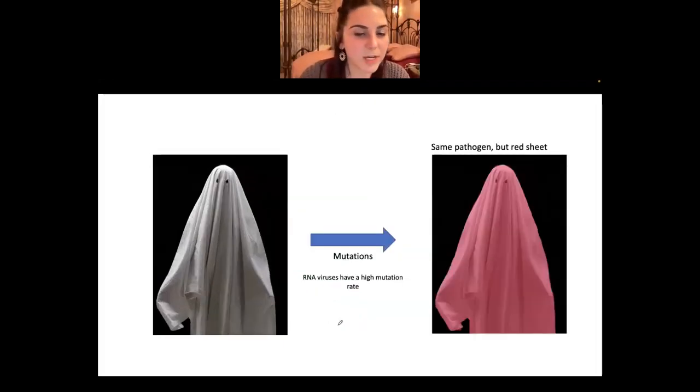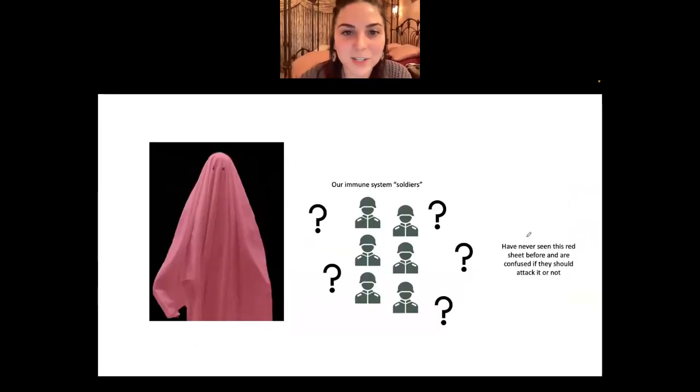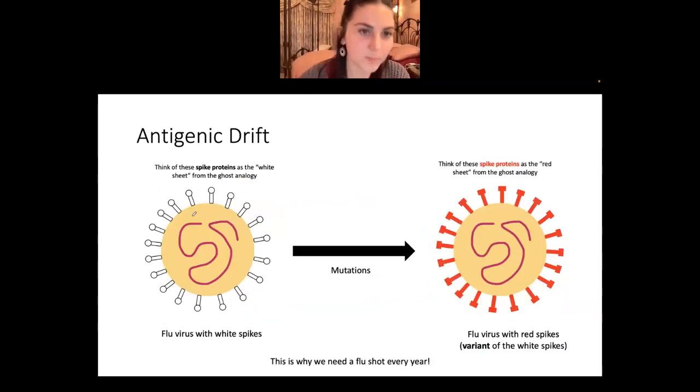But let's say there's mutation. RNA viruses have a very high mutation rate, something like COVID. Influenza is an RNA virus, high mutation rate. So let's say instead of a white sheet, now it has a red sheet. So this ghost now has a red sheet. The immune system soldiers see it and they're like, I've never seen this red sheet before. Do I attack it? What do I do? And this whole little process is the idea behind antigenic drift.